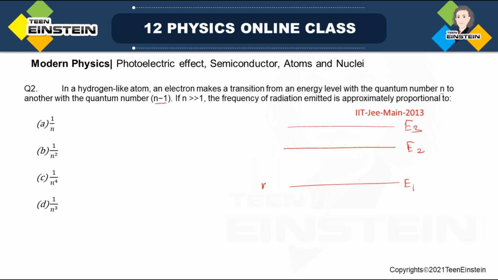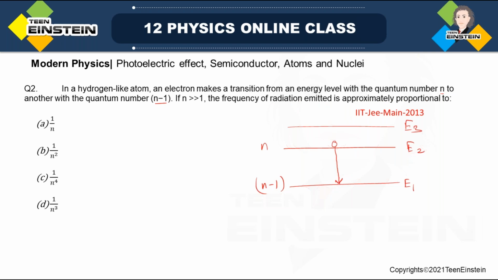This will be just opposite, n minus 1 here, and this is n. This is higher level, this is lower level. So an electron in a hydrogen-like atom was here in the nth level. It is making a transition to the (n minus 1)th level. Then the frequency of radiation emitted is approximately equal to how much?